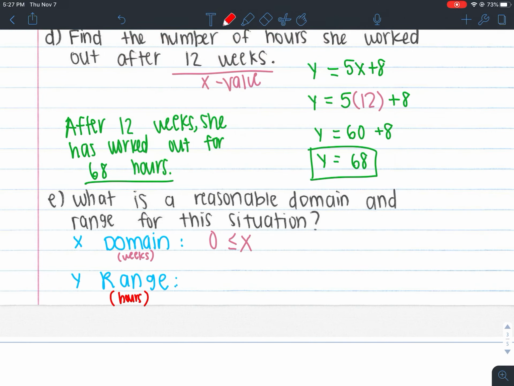For the next part, our hours, what's the least amount of hours that she could have worked out for? Well, she started with 8, so that's the minimum, right? You don't want to say 0 because she did start off with already 8 hours. And then this is going to be our y values. Is there a maximum amount of hours she's allowed to work out? No, right? Because the more weeks go on, she's going to work out even more. It's just going to keep getting bigger and bigger, and her hours will keep increasing.